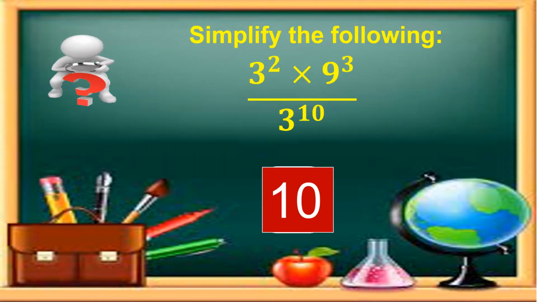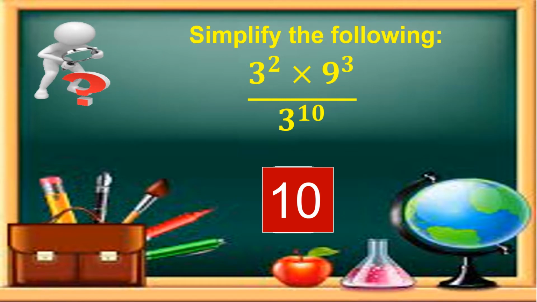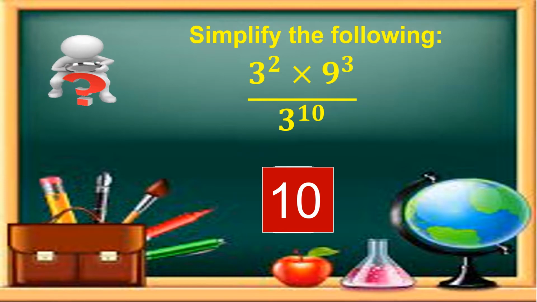Simplify the following. 3 to the second times 9 to the third divided by 3 to the 10th is equal to what? I will give you 10 seconds to answer this one. The timer starts now.